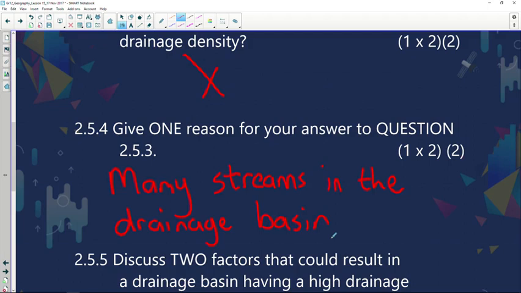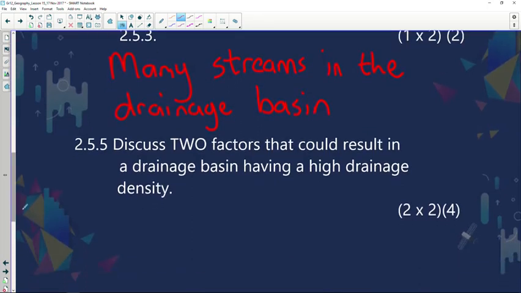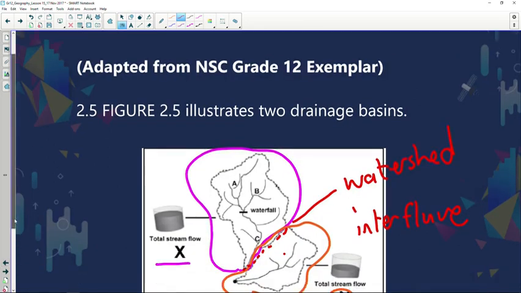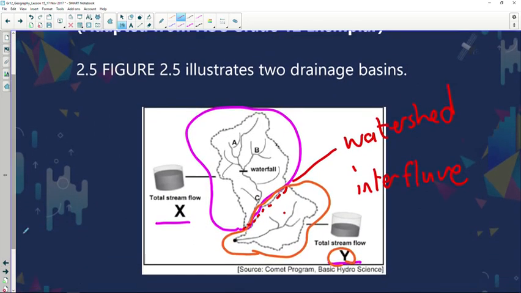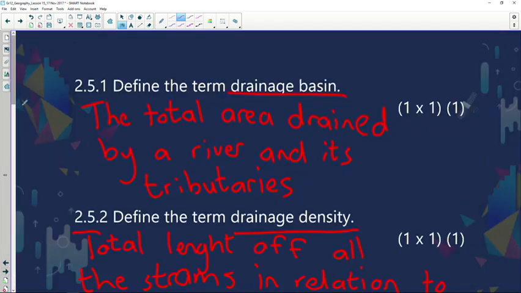Discuss two factors that could result in a drainage basin having a high drainage density. Now why, if we look at this, two factors, how come drainage basin X has got a much bigger density, if you look at the total amount of stream flow over there, than drainage basin Y? And the factors can be any of the following. There's the amount of vegetation. So let's say the area is covered with a lot of vegetation. Is it going to promote surface runoff or groundwater runoff?